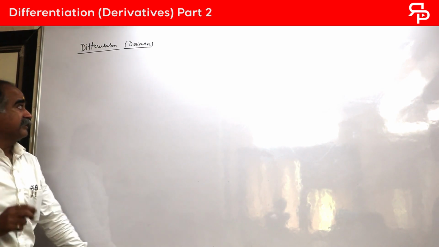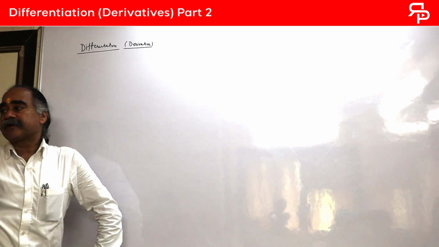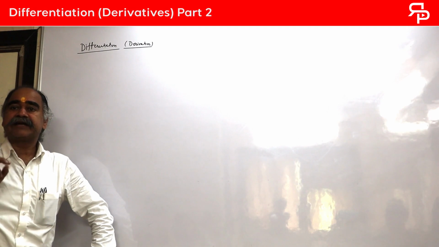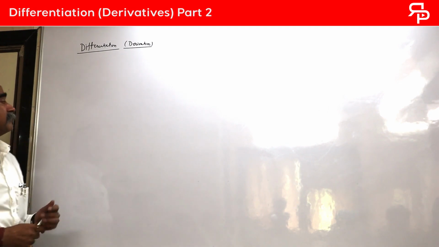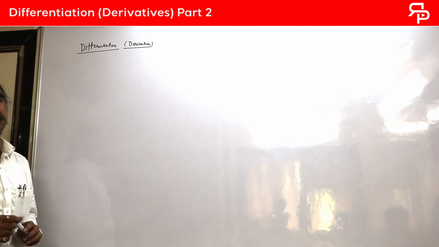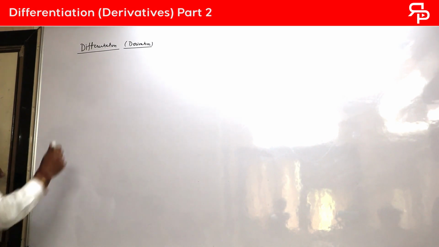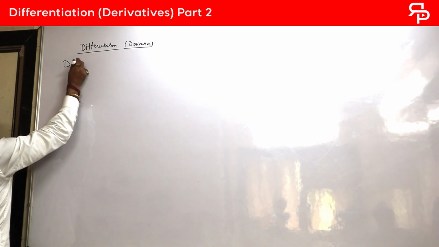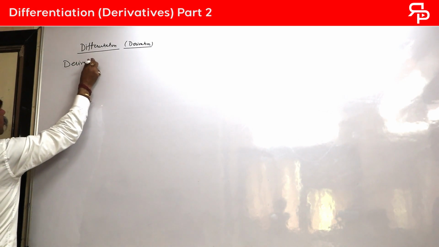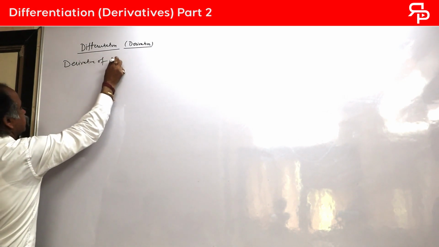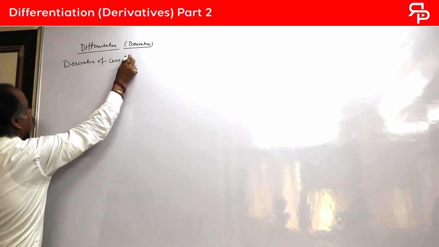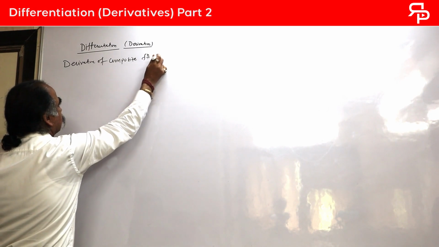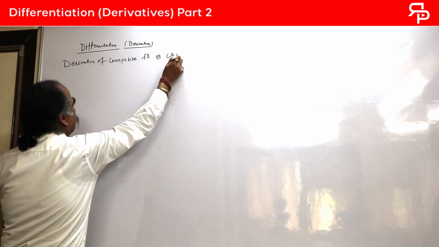Last year in derivative we had learned algebra of derivative, that is addition, subtraction, multiplication and division. So this year we will be learning derivative of composite function or chain rule. So first heading is what? Derivative of composite function or chain rule.